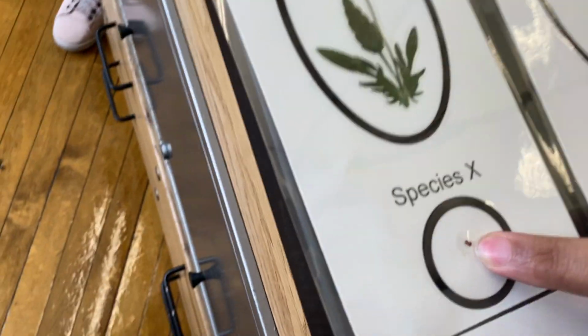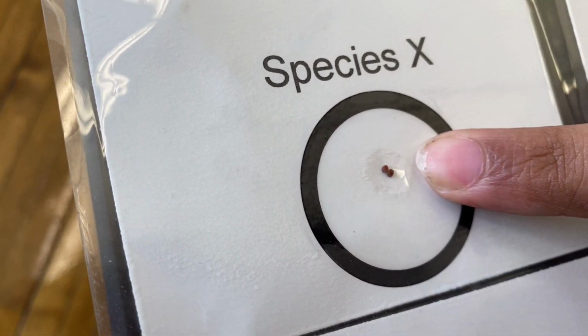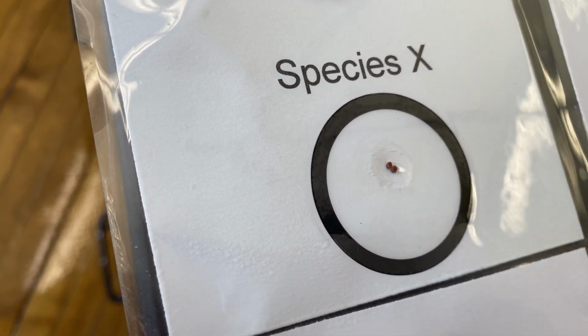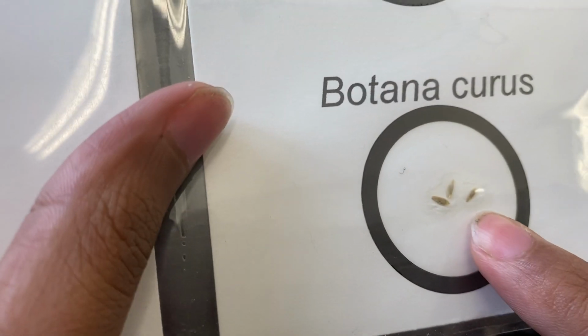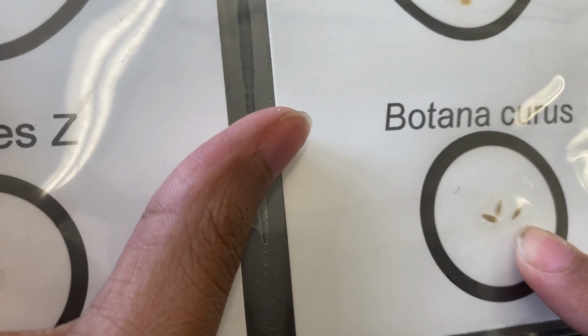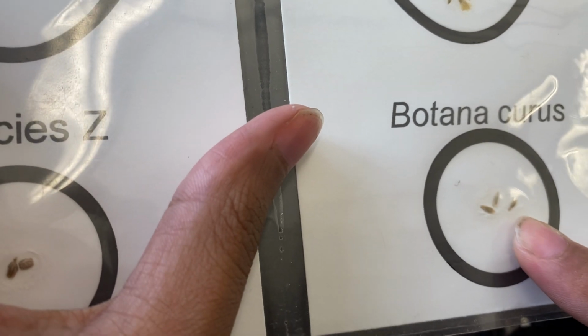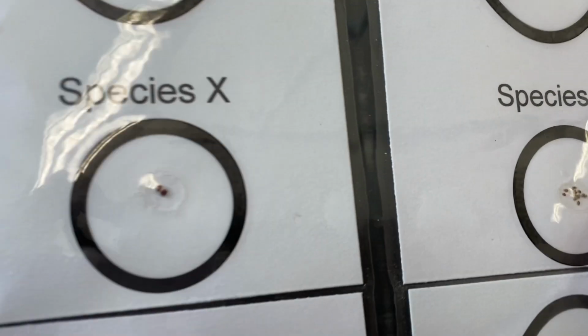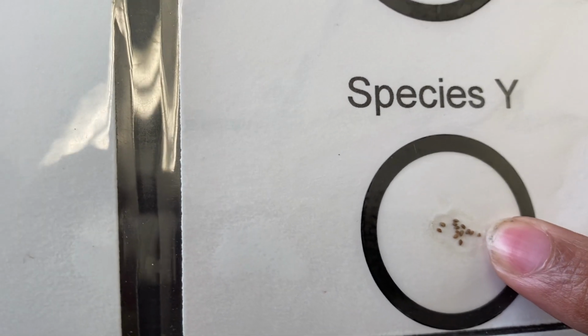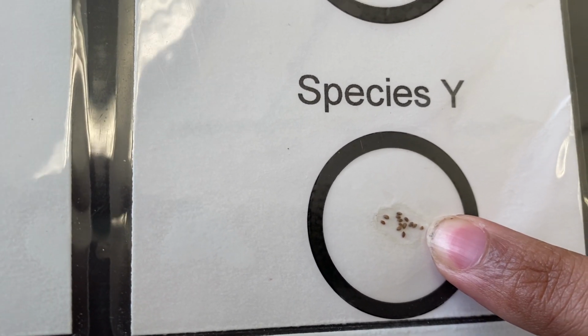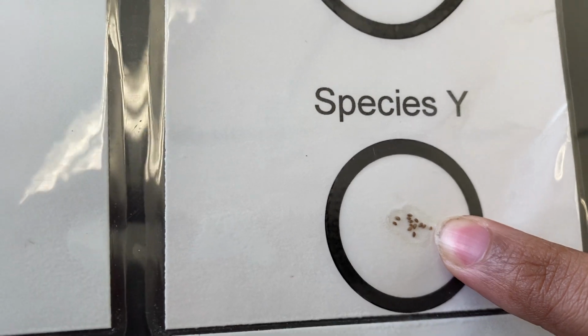Species X seeds are very, very small, round, and look like a deep red, right? And if you look at the Botanicurus ones, they're very flat and a little longer. Again, they don't look like they're closely related at all. Species Y, in comparison, has seeds that are much smaller, and they tend to have a similar color to Botanicurus, but once again, they're very, very tiny, and it doesn't look like they're very closely related at all.